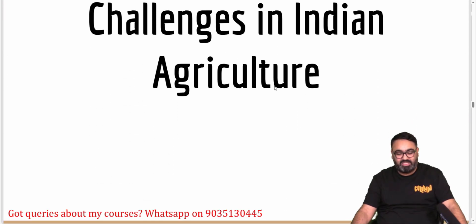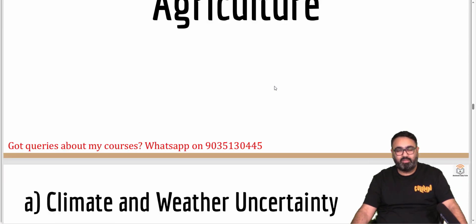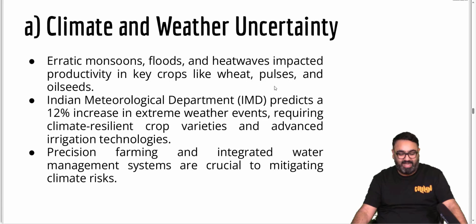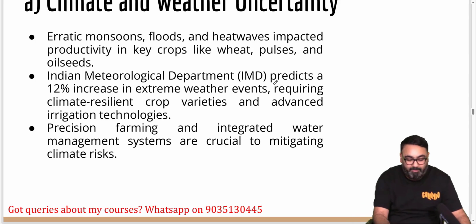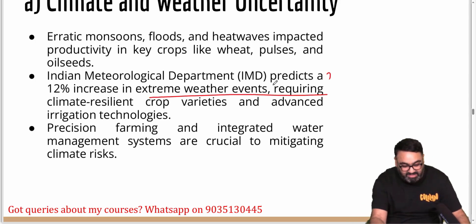At the same time, there are many challenges in Indian agriculture that the government has to focus on. The Economic Survey points out the first challenge: climate and weather uncertainty. That is a big problem with agriculture. It's so dependent on nature and natural aspects which are outside your control. You can't really do much if there is lack of rain or too much rain, floods, heat waves. And due to climate change, these events will only increase rather than stop. IMD predicts a 12% increase in extreme weather events.